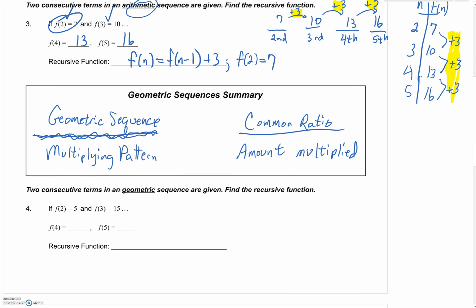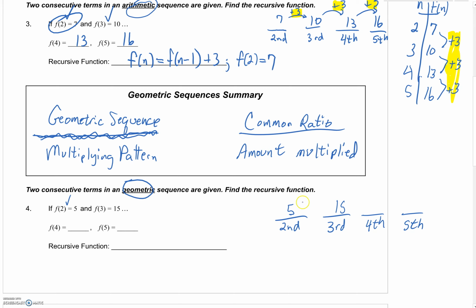Take a look here at number 4. It's incredibly close to number 3. It says 2 consecutive terms in a geometric sequence are given. And take a look at this. f of 2 equals 5. Well, you can make a list. You can say, okay, so my second term here is a 5. My third term, f of 3, is a 15. And then could we find our fourth term, and could we find our fifth term? Really, that's just writing these extra things down here underneath, showing the term number, the input, so to speak.